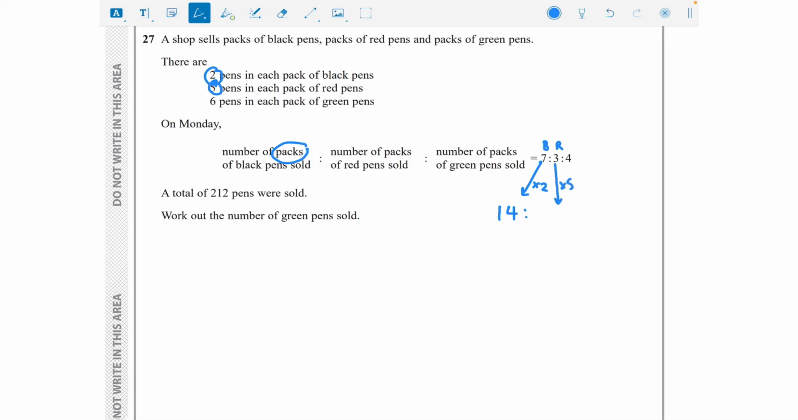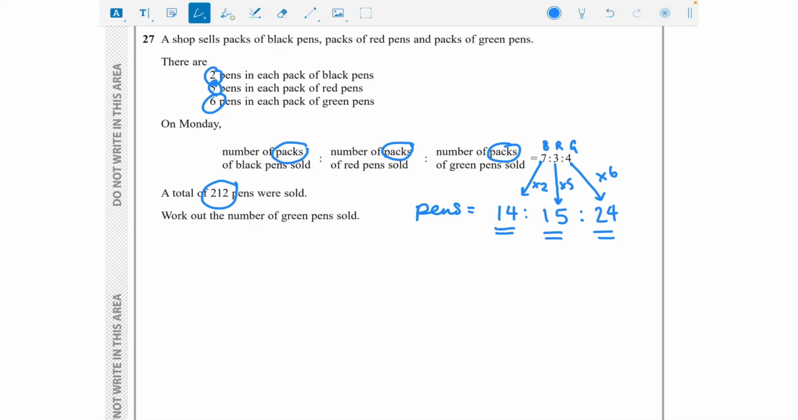So now what we're getting is the ratio of pens. So 14 pens were black to 15 pens being red. It might not be the number of pens, but it's the ratio of the number of pens rather than the ratio of the number of packs. Green, there's 6 in every pack. So 4 times 6 is 24. So now we've got 14 to 15 to 24 as our ratio of the number of pens. And we know that in total there were 212 pens sold. 14 add 15, add 24.